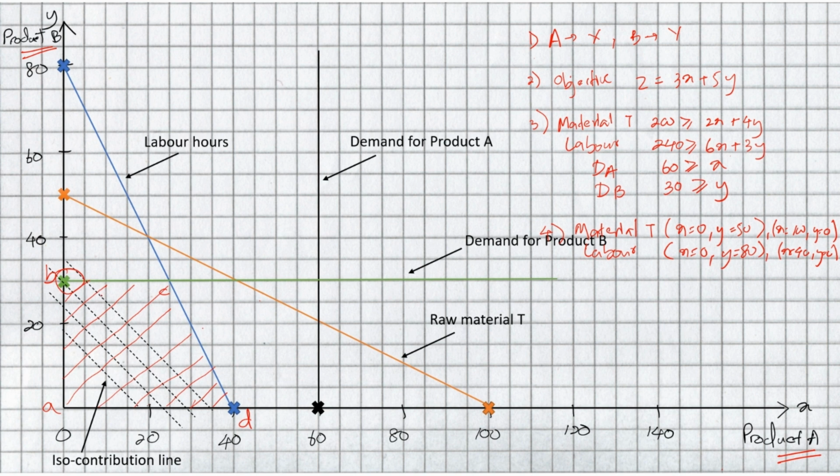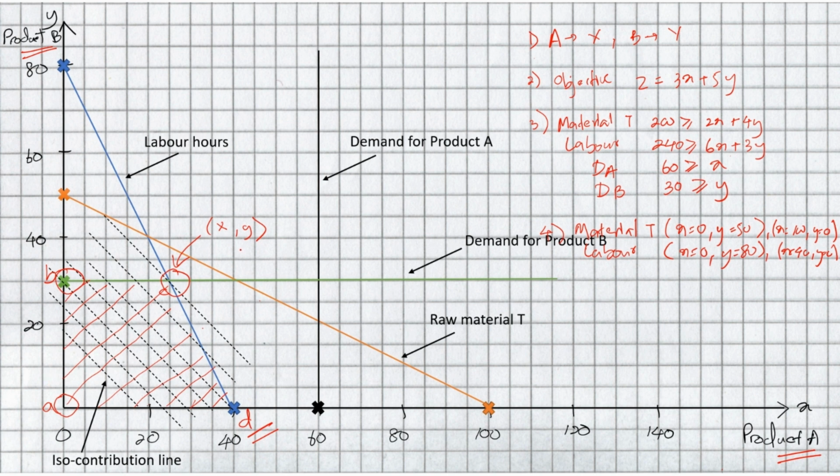Let's move up further. Now it touches feasible point D, and finally it touches the feasible point C. So this is the optimum feasible point. Now we have to find the x and y values of this point. We do not consider feasible point A here because it is below the ISO contribution line. We only consider the final feasible point that the ISO contribution line will touch.